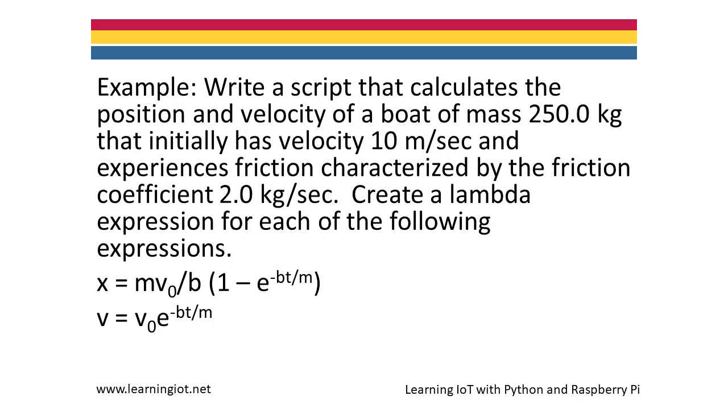The position x is then given by the mass times the initial velocity divided by the friction coefficient, times 1 minus e to the minus friction coefficient times time divided by the mass. The velocity v is given by the initial velocity times e to the minus friction coefficient times time divided by the mass. We'll write a lambda expression for each of these mathematical expressions.